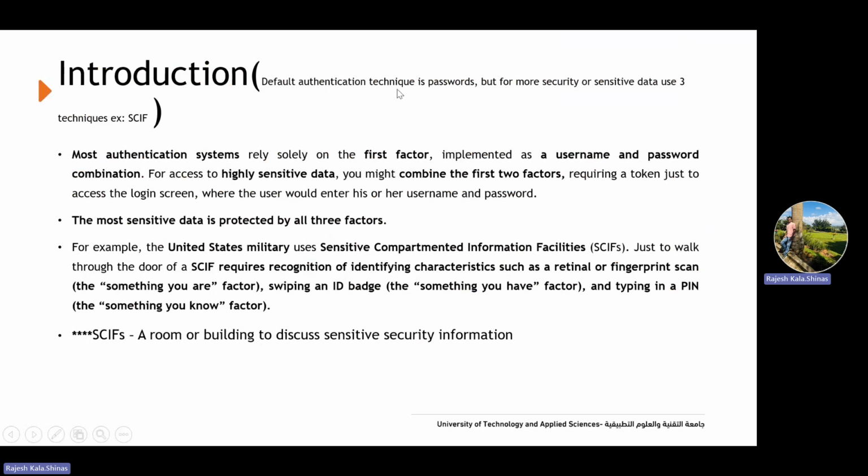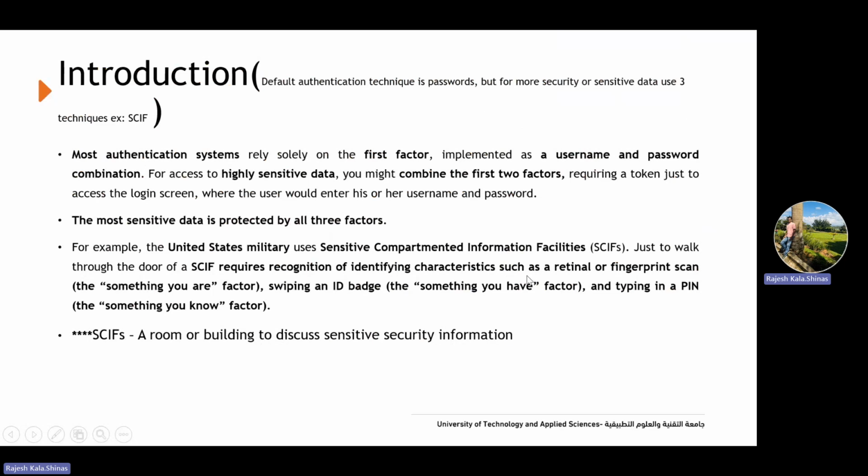Okay, so the default authentication technique is password. Wherever you open email or e-learning, the first one should be password. But in some cases, for more security, they will go for all three techniques of authentication. For example, the United States military has a sensitive compartment information facility, a room where they discuss sensitive security information. To enter the room, you need three types of authentication techniques.